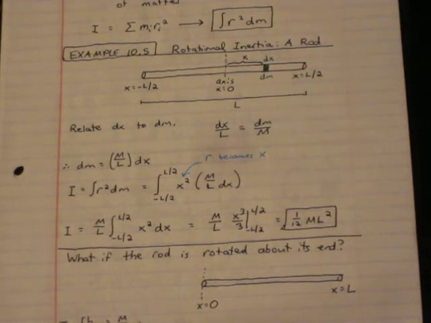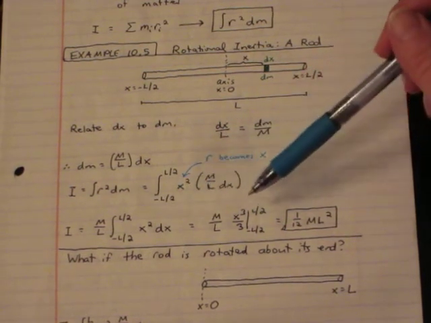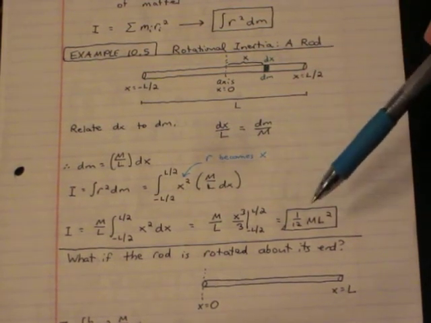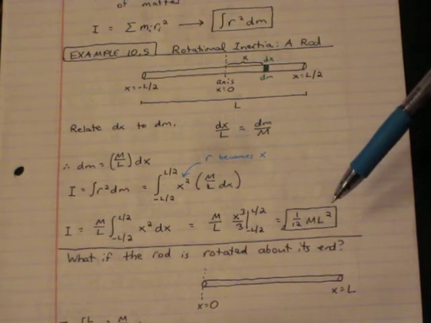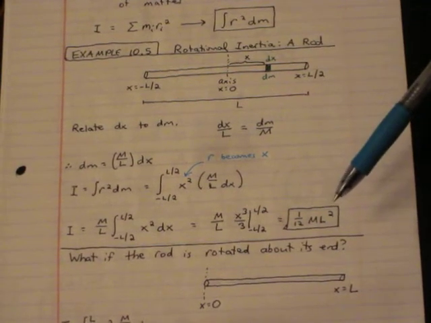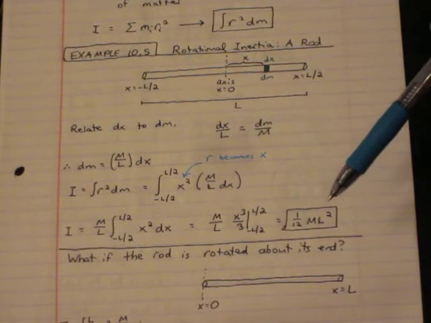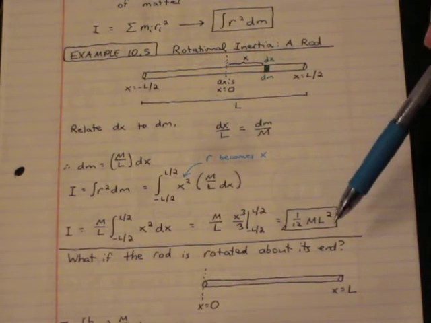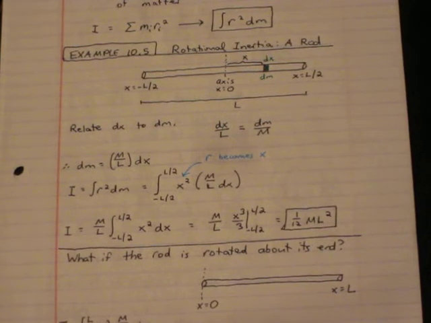From here, you just follow that integral through. M over L goes out to the side. You can see this integral here, and we end up with 1/12 mL squared. So that is the moment of inertia of a narrow rod of uniform length, uniform mass throughout its length: 1/12 mass times its length squared. Let's do another problem like that.